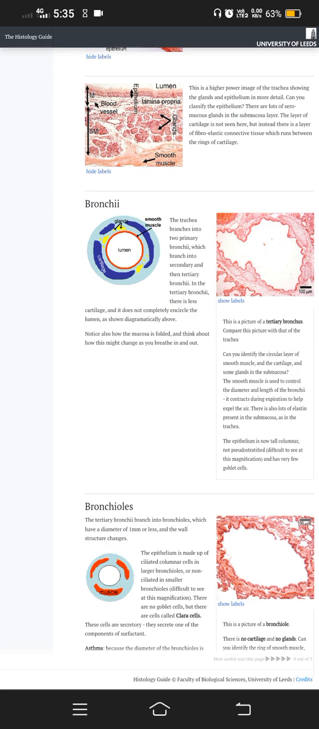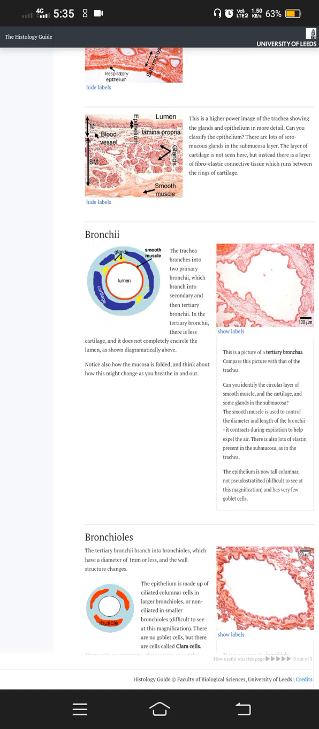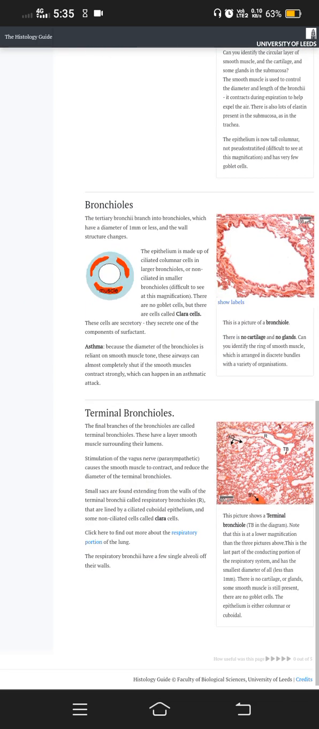This is a picture of a tertiary bronchus. Compare this picture with that of the trachea. When we look at this picture, we can see the cartilage region, the lumen of the tertiary bronchus, then smooth muscle, etc.